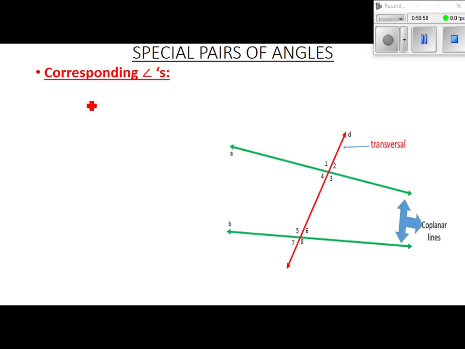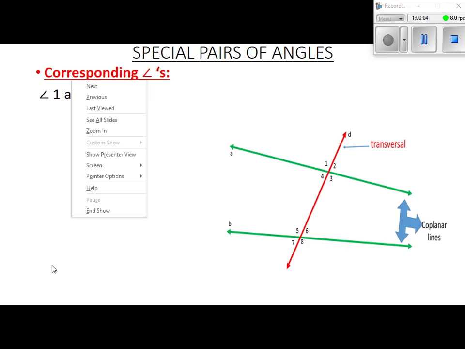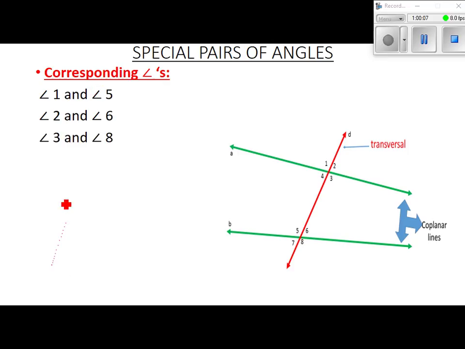All those pairs that we just named right there are corresponding angles, and that's what I want you to write down. 1 and 5 are corresponding angles. 2 and 6 are corresponding angles. 3 and 8 are corresponding angles. 4 and 7 are corresponding angles.